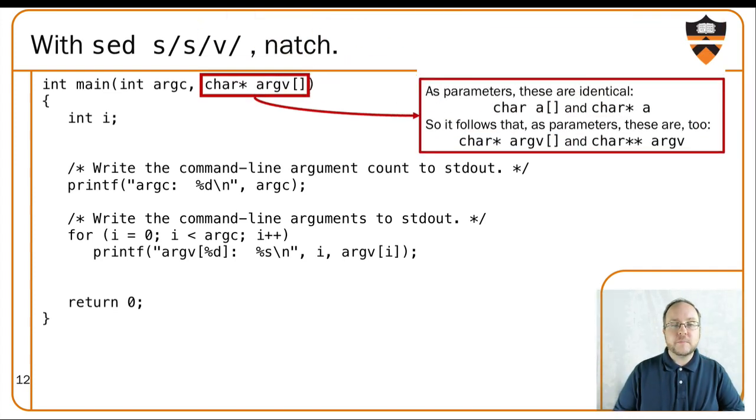Note here that you'll see two different types given for argv depending on what program you're looking at, and that's simply because of the same idea you're working on in assignment 2. As function parameters, pointers and arrays are equivalent, so the next level more pointery, that's still the case. Char star star argv is the same as char star argv brackets. All right, so let's see this program in action.